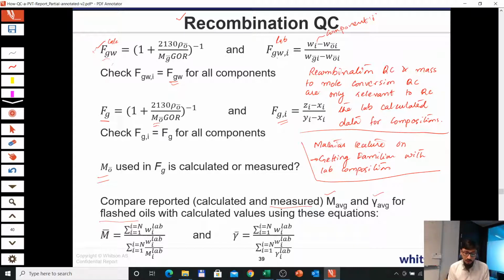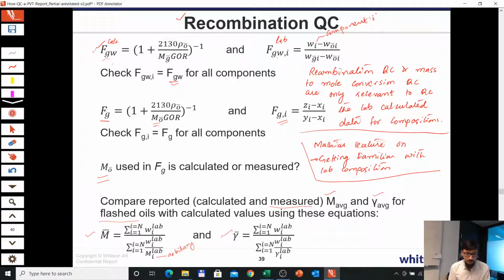And for the density, generally they always report a measured density, and they sometimes also report a calculated density for the flash oil. The calculations of the density and molecular weights are done using these equations here. The average molecular weight is simply calculated using the mass fractions of each component and the lab reported molecular weights, which, again, can be very arbitrary.